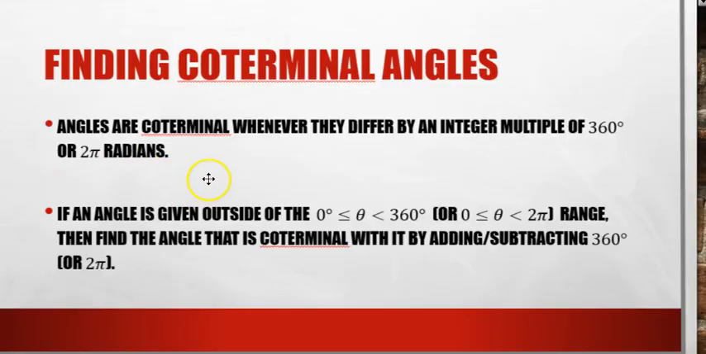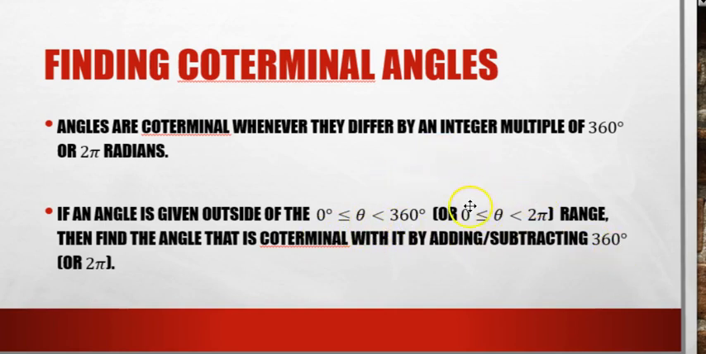So angles are coterminal whenever they differ by an integer multiple of 360 or 2 pi radians. What I mean by that is you can add or subtract 360 degrees, or if you're in radians, 2 pi, and it'll give you another angle measurement that has the same terminal side. If your angle is bigger than 360 or smaller than 0, then you will want to add or subtract 360 degrees until you get another way of writing that angle that is between 0 and 360.